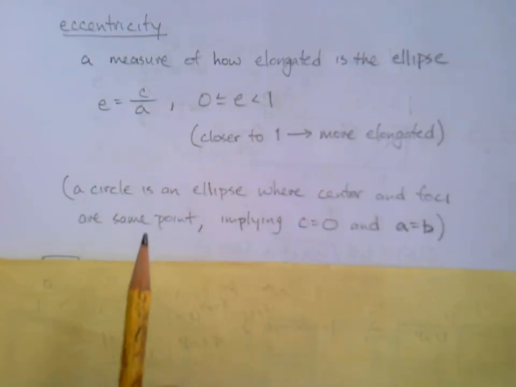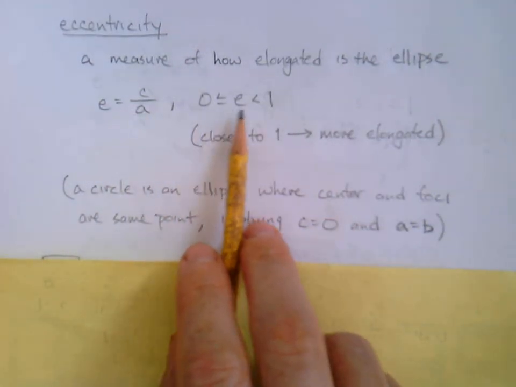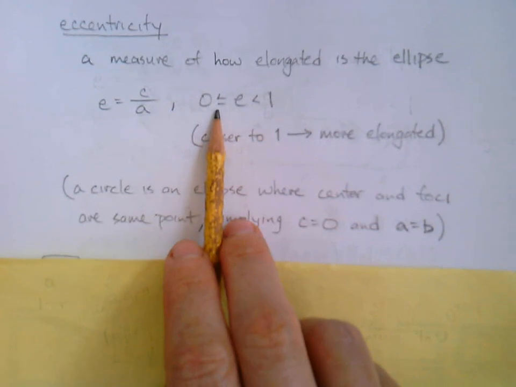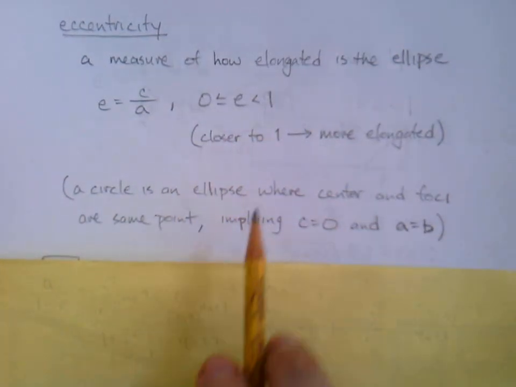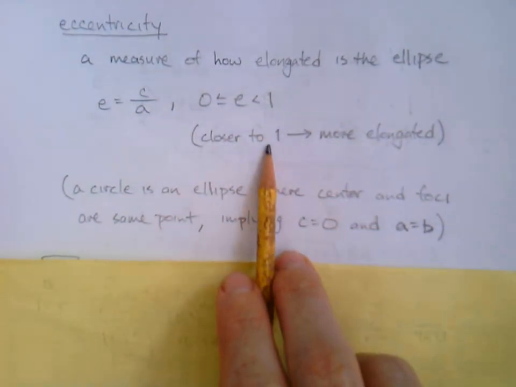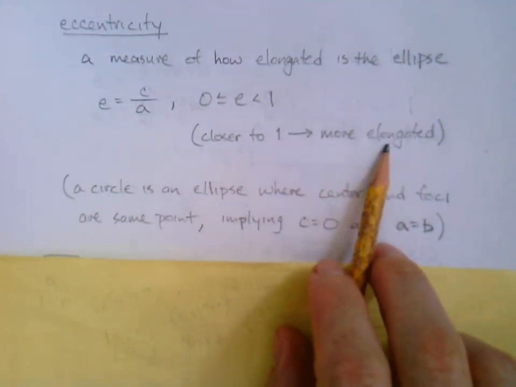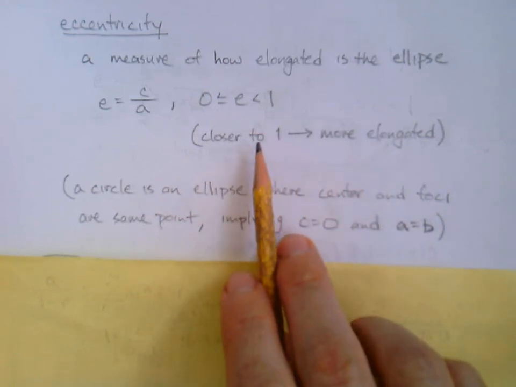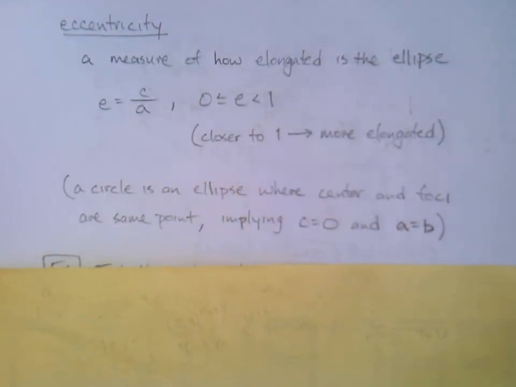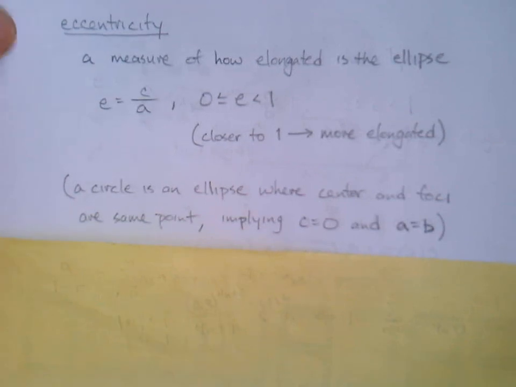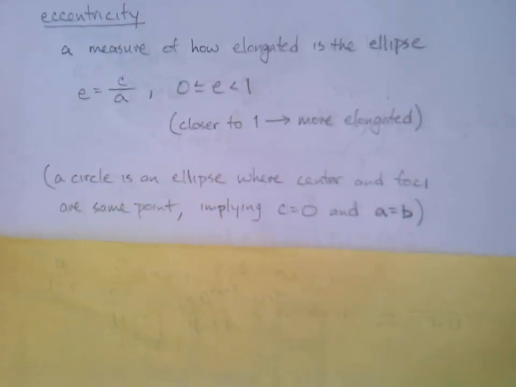Anyway, take the ratio of C over A. Turns out E is always going to fall somewhere between 0 and 1. It could equal 0. The closer it gets to 1, the more elongated your ellipse becomes. Or maybe you would say the more elongated your ellipse, the closer your eccentricity gets to 1. Maybe it's the reverse. So where does the circle come into this?